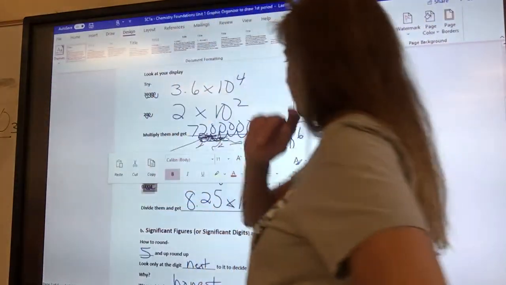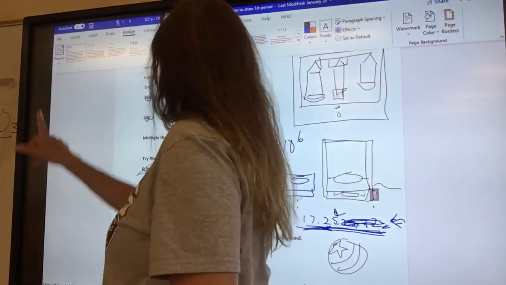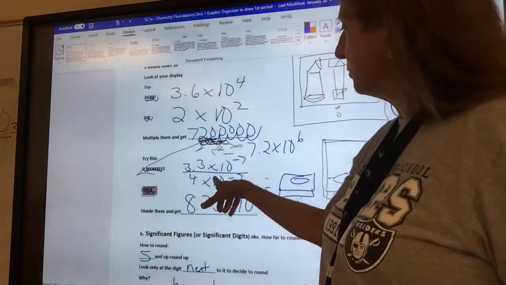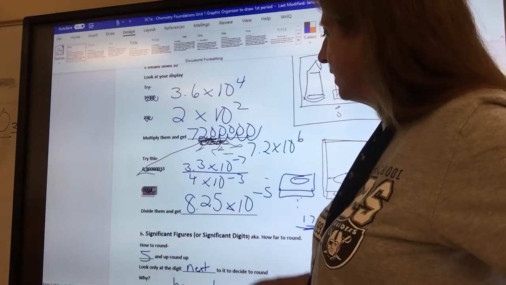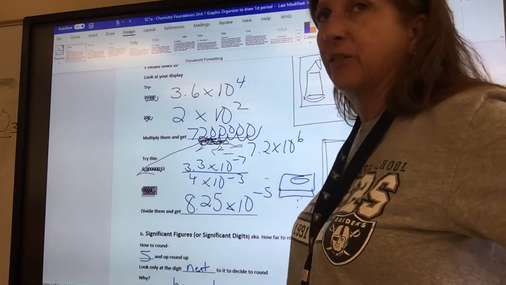I touched it again. Stop it. I don't think I did. I think I just got close to it. And this one should be 4 times 10 to the negative 3, which the display would be 4E negative 3.